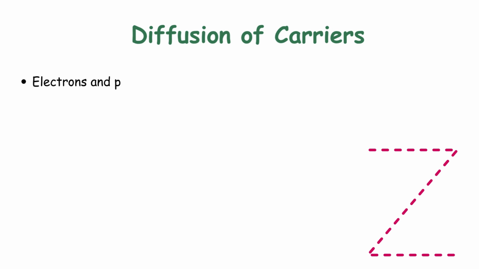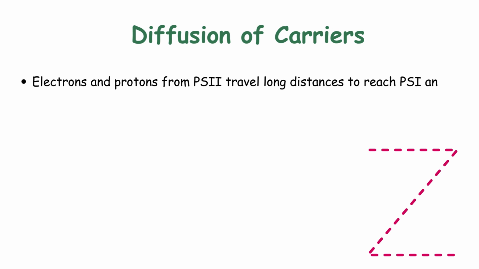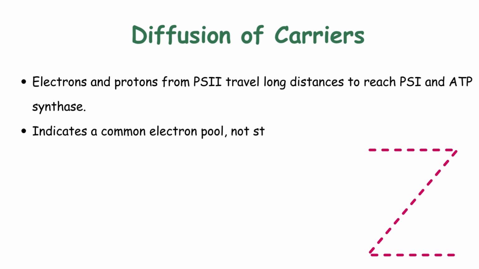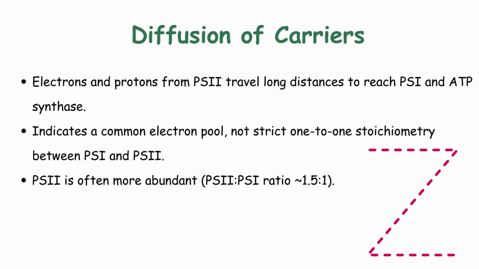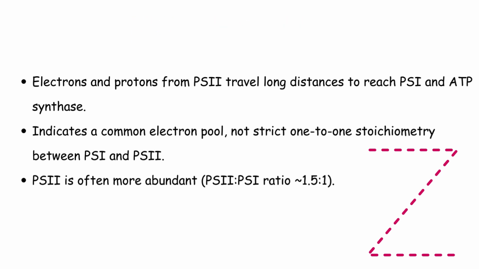This lateral arrangement of protein complexes means that electrons and protons generated by PS2 need to diffuse across some distance to PS1 and ATP synthase. This distribution supports a shared pool of electron carriers, primarily plastoquinone, and not a one-to-one pairing between photosystems. In fact, in most plants, PS2 tends to outnumber PS1 with a typical ratio of 1.5 to 1.